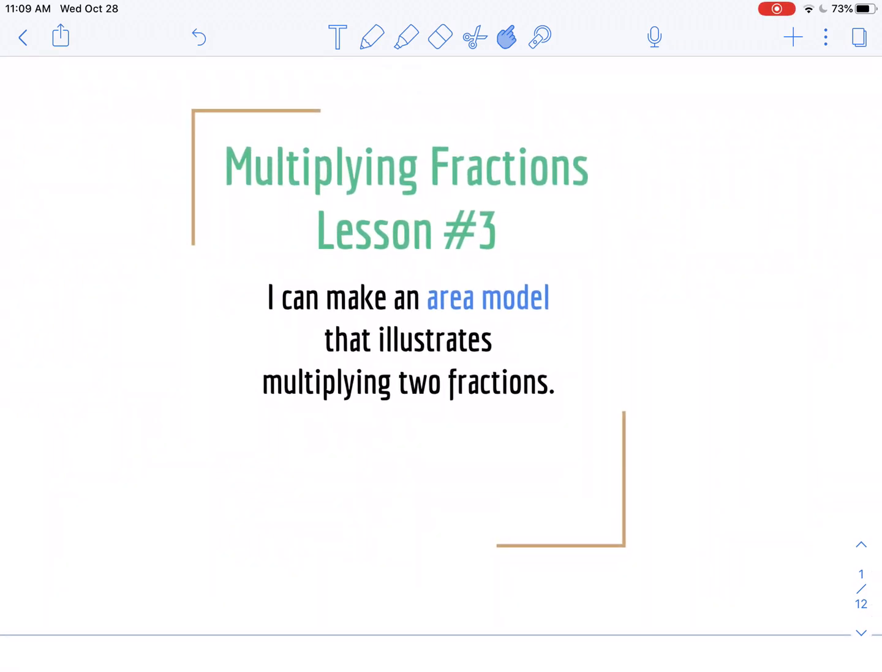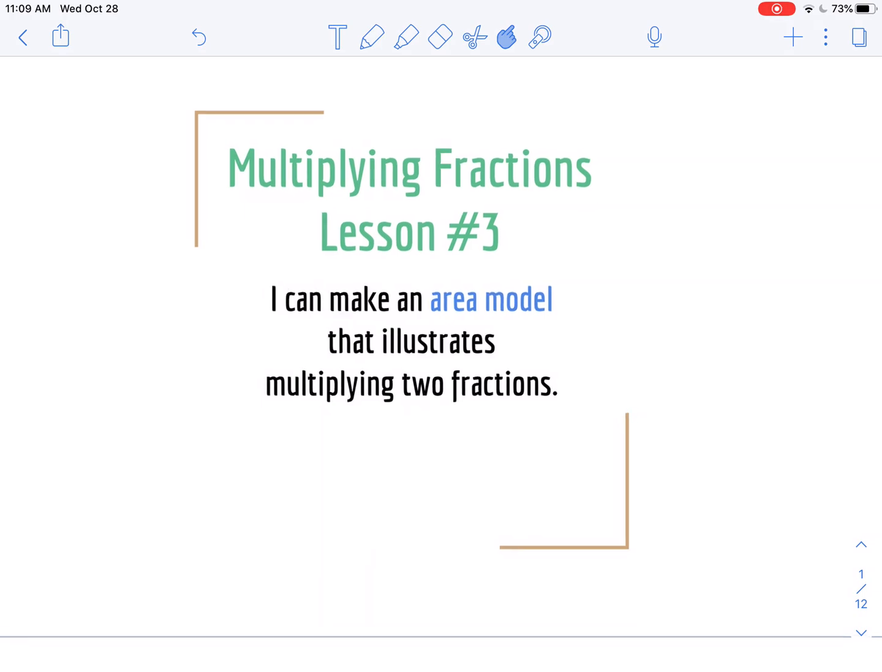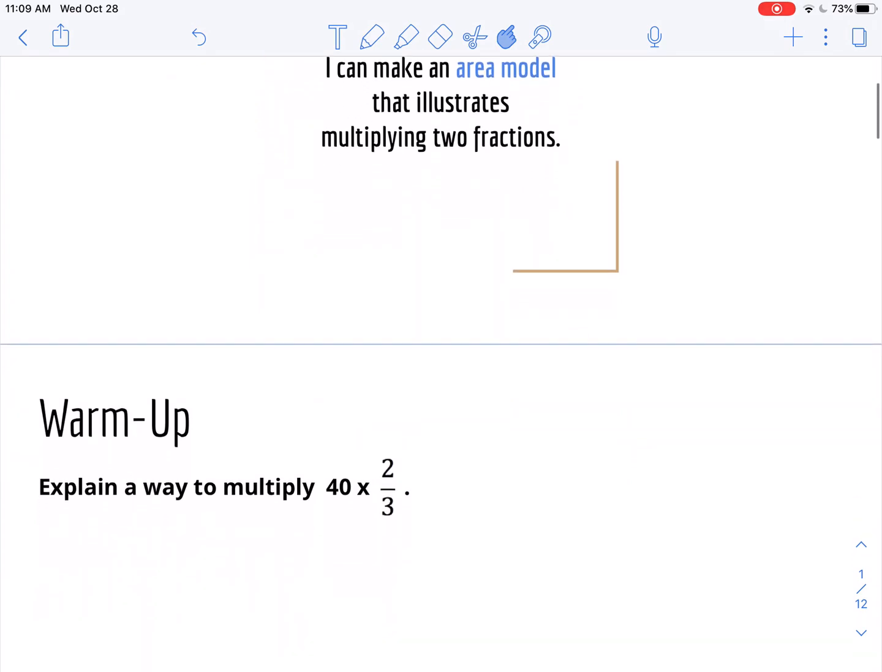All right, it's time for multiplying fractions lesson number 3. I can make an area model that illustrates multiplying two fractions. So before we just jump into it, I want to review what we worked on last week.